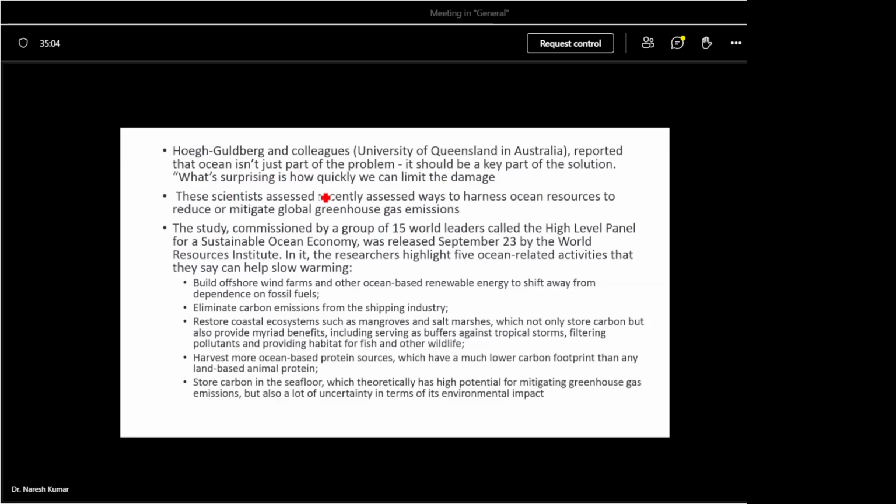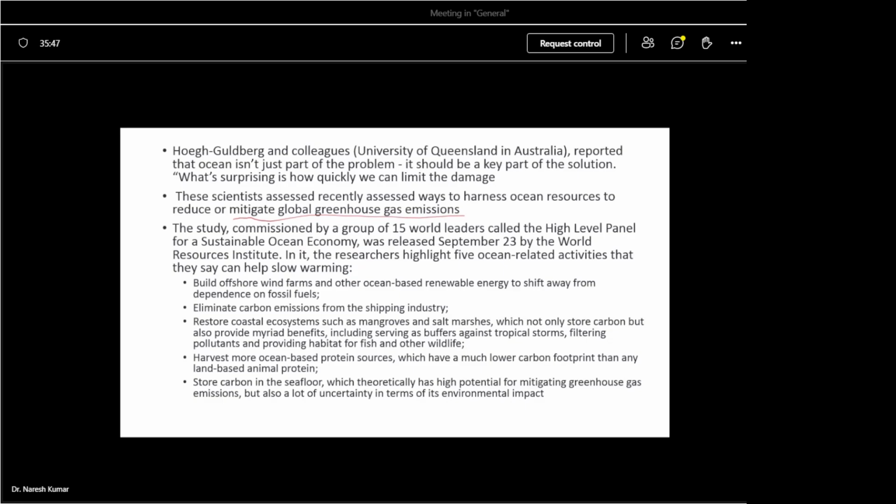Now the point is, what do we do with the carbon that is getting released? There is a lot of research, and one of the path-breaking studies is from scientists in Queensland in Australia, which reports that the ocean is not just part of the problem, but should be a key part of the solution, because the ocean can absorb a lot of the carbon that is getting released. So oceans can be used to mitigate global greenhouse gas emissions. This study was commissioned by a group of 15 leaders, called the High-Level Panel for a Sustainable Ocean Economy.